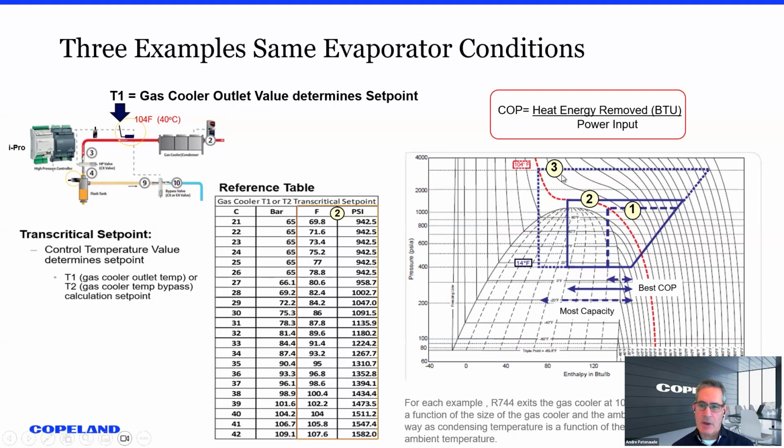And then when the loads start coming back down, it'll reposition itself to the optimum CO2 point, something a little bit unique with CO2. But that table is contained within that iPro.